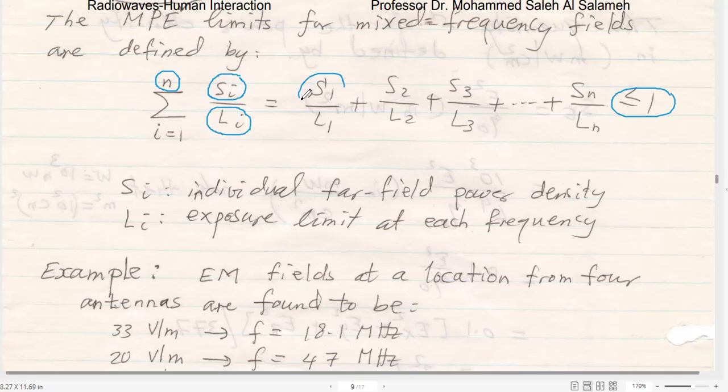S1 is the actual exposure or calculated exposure from frequency 1, and L1 is the maximum allowable limit of exposure taken from the tables or from the regulations, and S2 is the actual exposure or calculated exposure at frequency 2, and L2 is the maximum limit allowed by the regulations, and so on.